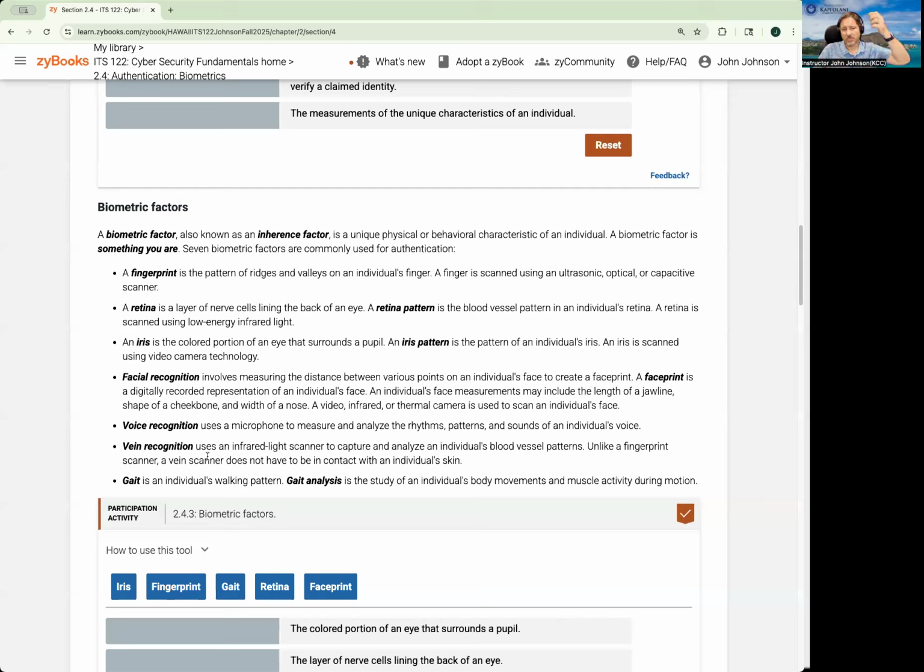We've got something you are, something you know, something you possess, things like that. This is the something you are. And there's 7 biometric factors that we're going to be talking about here. We're talking about fingerprints, the patterns and ridges and valleys of an individual's finger. A finger is scanned using ultrasonic, optical, and capacitive scanners.